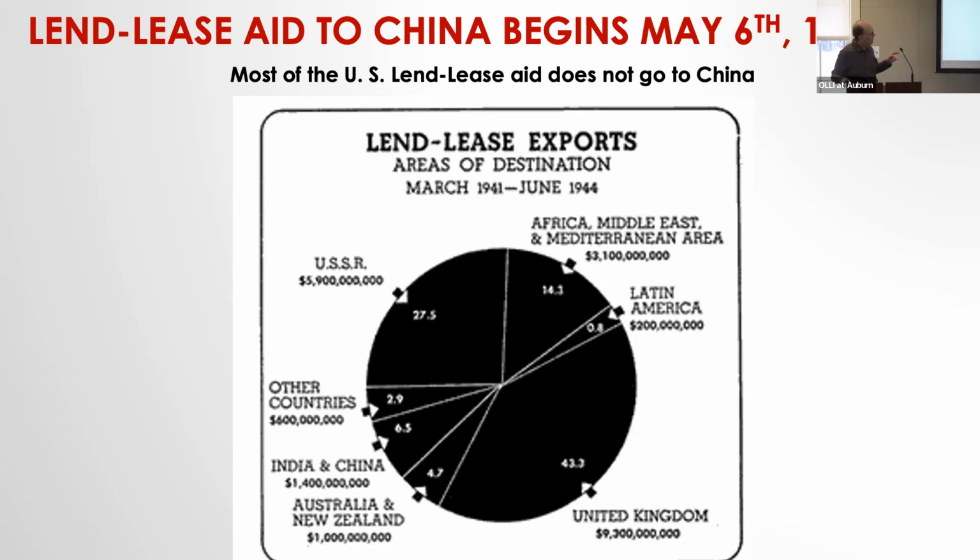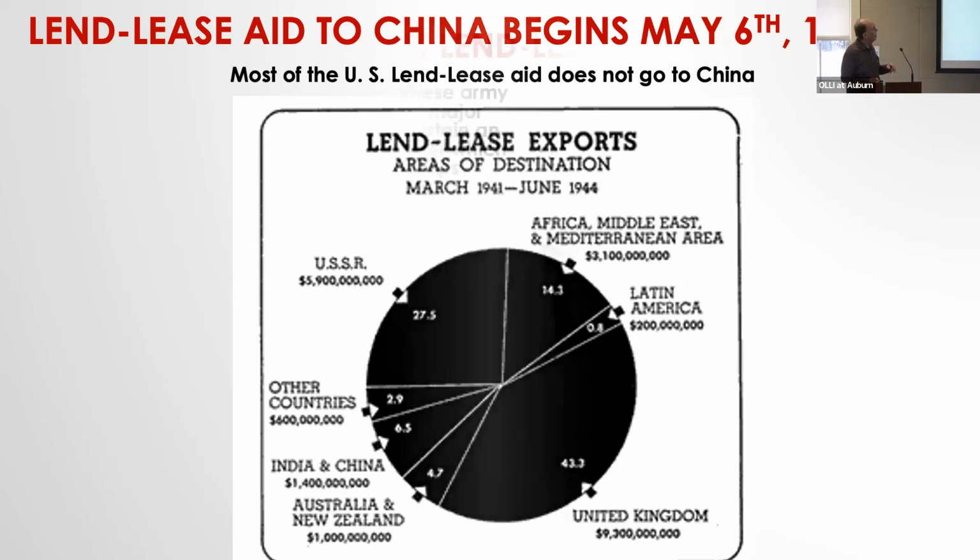When we look at this pie chart, though, you can see the vast majority of Lend-Lease aid is going to the United Kingdom and the USSR. Up until June of '44, roughly a little more than 70% has gone to these two countries. Unfortunately, I couldn't find a chart that showed just China. So when you look at India and China, it looks like they're getting a relatively large amount of support. The vast, vast majority of that is not going to China, it's going to India, as we're going to see as we continue on.